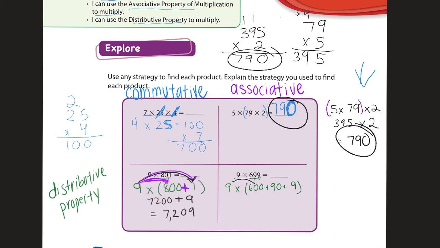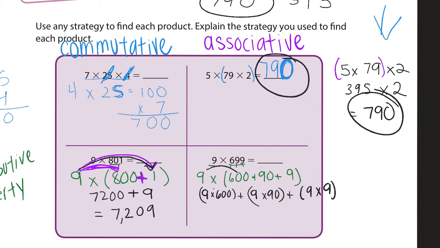9 times 600. And I could even write those down one by one. 9 times 600 plus 9 times 90 plus 9 times 9. It's the same thing. I'm just writing it. I'm showing my work even more.